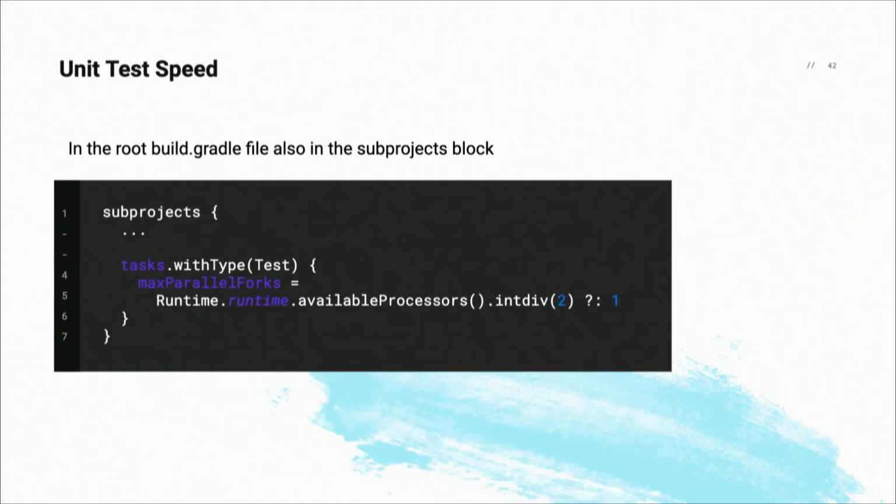Another one is for unit tests. If we want to run our unit tests in parallel, this is an easy way to do it. It basically says, look at how many processors I have and use half of them so we don't kill my machine entirely. And then run all those tests in parallel, which will speed that up quite a bit.